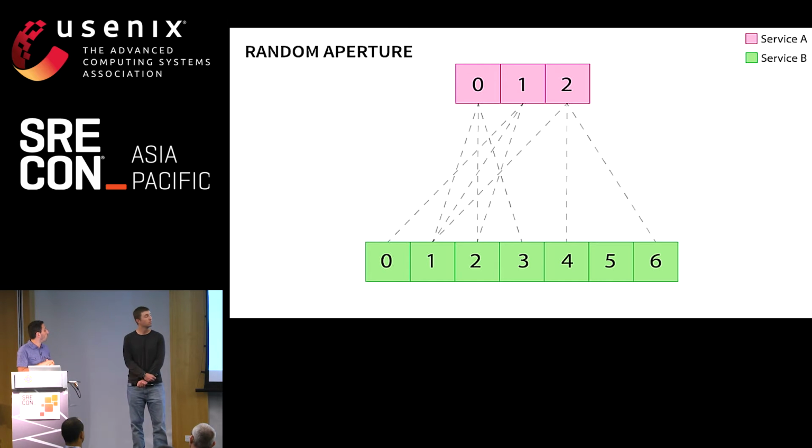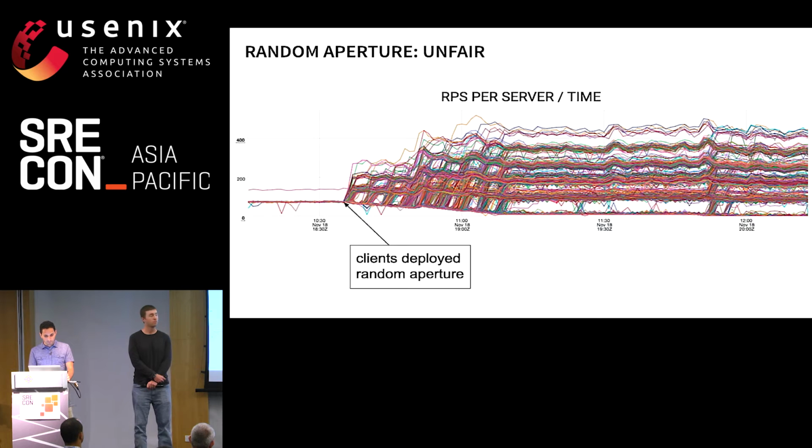There is one somewhat obvious problem here. Can anyone spot it? Yeah, that's right. We've created hot and cold spots on service B. As the gentleman said over here, instance 5 has no sessions, and thus it has no requests being dispatched to it. And instance 1, in contrast, has 3 sessions. It's hard to really appreciate the magnitude of this problem until we actually see the effects of it at scale. So this is what this looks like when we tested random aperture in production.